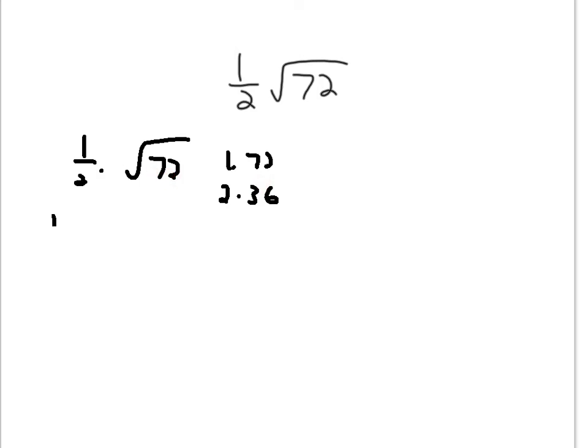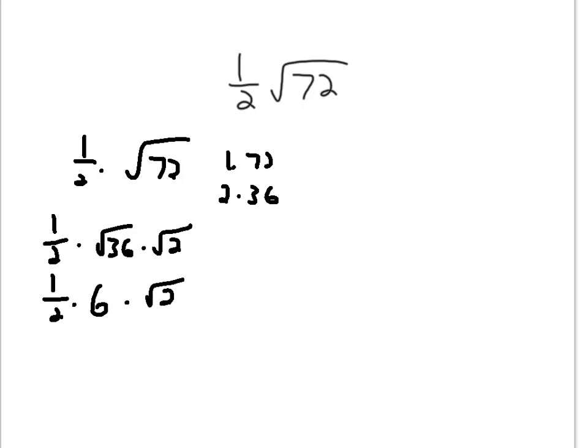Okay? So this is going to be the same as 1/2 times the square root of 36 times the square root of 2. Okay, well, 1/2 times the square root of 36 is 6, times the square root of 2 is simplified. Okay, we can't break that apart anymore. And now I'm just going to multiply what's left. 1/2 times 6 is 3, times the square root of 2. Okay, that's 1/2 of the square root of 72. It's 3 times the square root of 2.